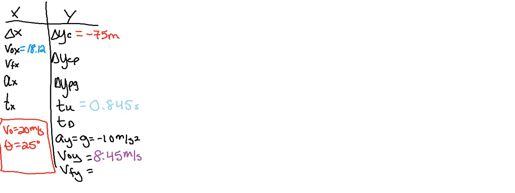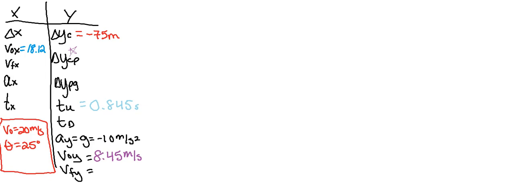Next part of the question asks how high above the original height does it go? So since it's asking for how high above the original height, we are going to be looking for delta y cliff to peak in this particular part of the problem, because delta y cliff to peak is going to tell us exactly where it is above the cliff, and since that's the original height, that's what we're looking for.